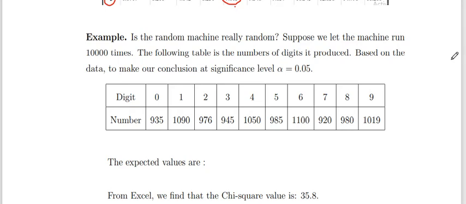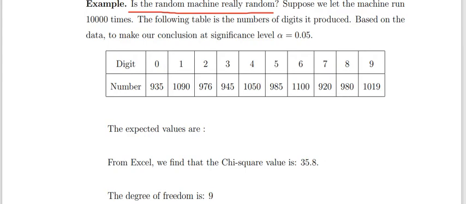Based on this table, I want to answer this question: is this machine landing or not landing? Or is the quality of this machine good or not so good? We want to make our conclusion at this significance level, alpha equals 0.005. At first we need to find the expected value. This is the observed value, and then the expected value.